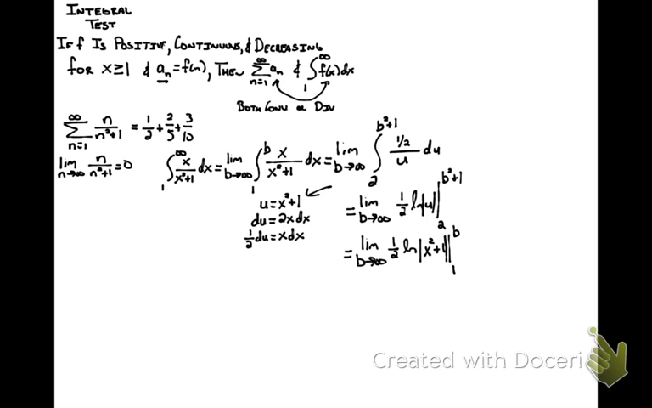Now when I substitute b in, I haven't taken the limit yet, so I still need to write this down. The limit as b goes to infinity of 1/2 times the natural log of b squared plus 1 minus 1/2 the natural log of 2.